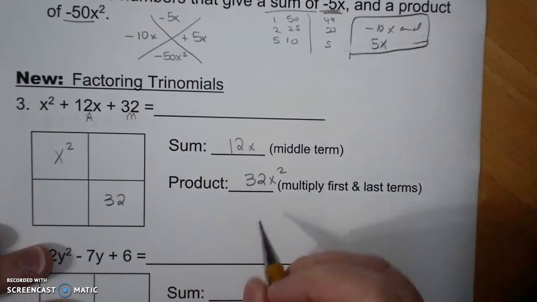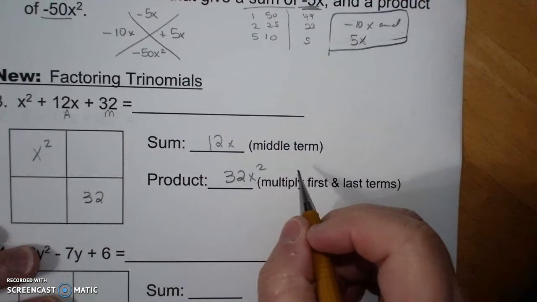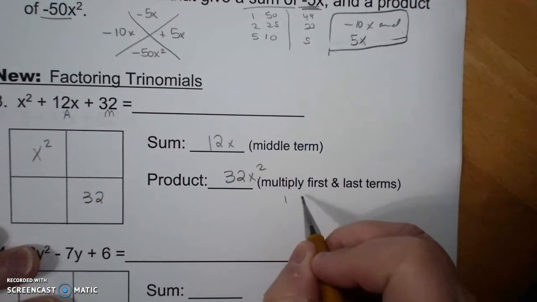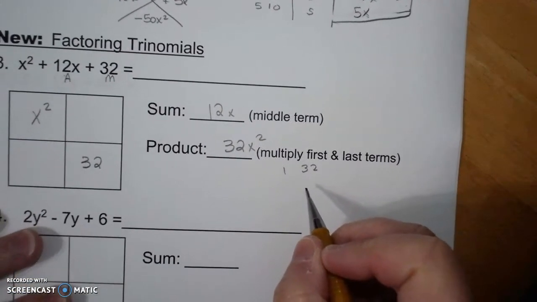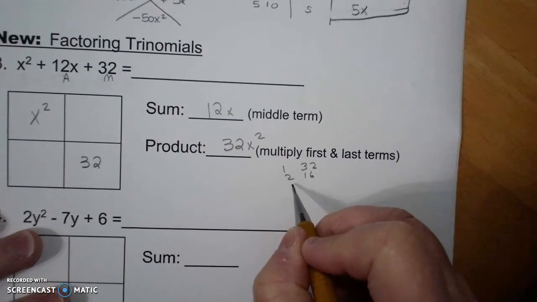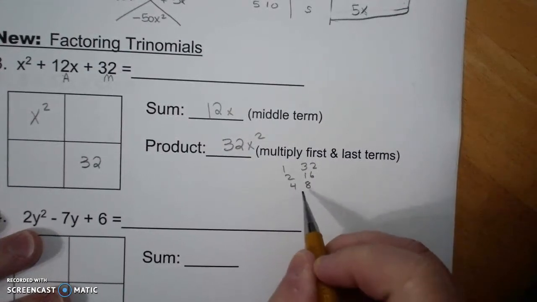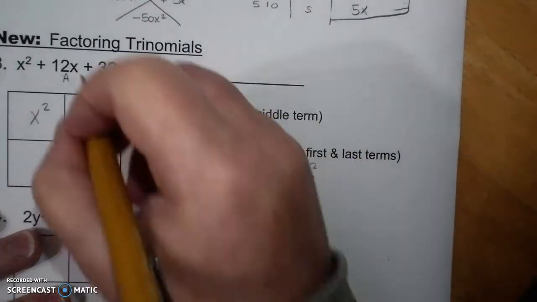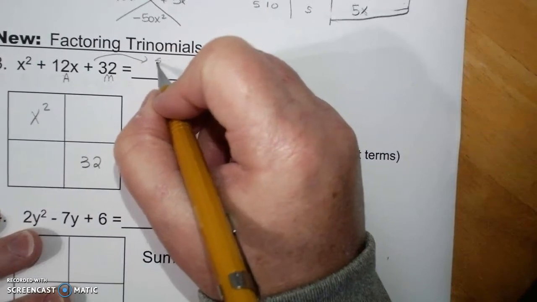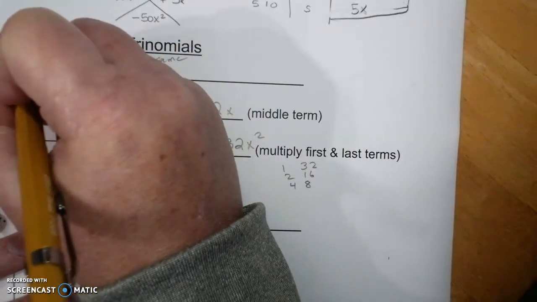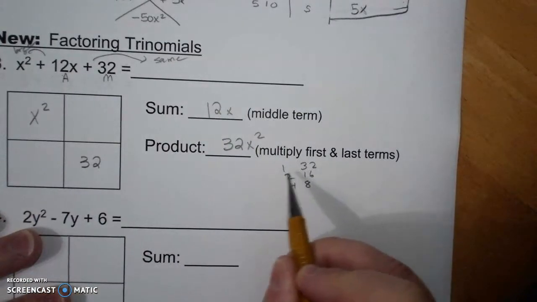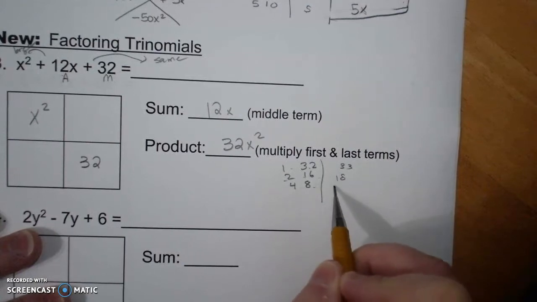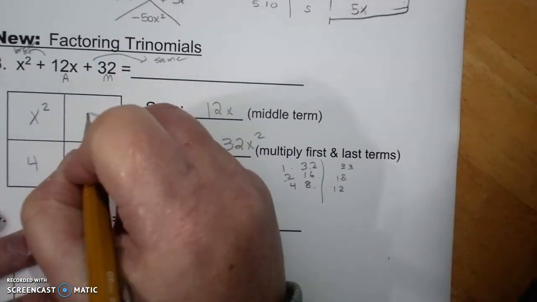and I'm going to do 1 and 32, 2 and 16, 4 and 8. And then the next one is 8 and 4. And so this says same. This says larger. That's 33. That I'm adding them, and that's 18, and that's 12. So that's 4, and that's 8.